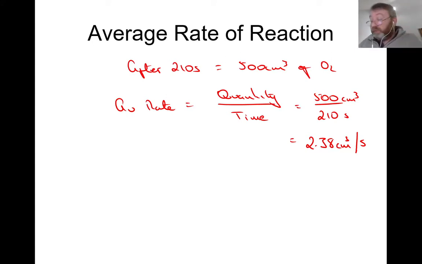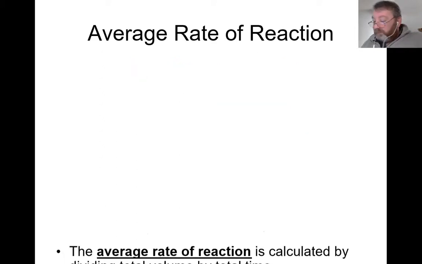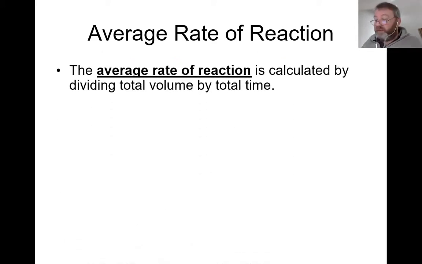And your units for average rate of reaction will always be centimeters cubed per second if you're using volume, or it might be grams per second, or it might be whatever light units are, lumens per minute, or whatever it's going to be. Okay? But in this case here, because we're using quantity and time, it is centimeters cubed over seconds, because we were measuring volume. Okay, now the average rate of reaction is calculated by dividing the total volume by the total time.